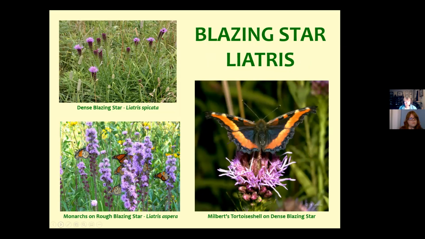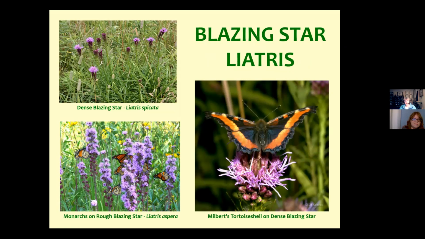Blazing star, Liatris. There are many different species of Liatris. This is Liatris spicata. You can go to Marc's in the spring and buy the bulbs. I don't know, 15 or 18 bulbs for $2.99, and you can plant those and have this Liatris. It's almost hard to kill Liatris.